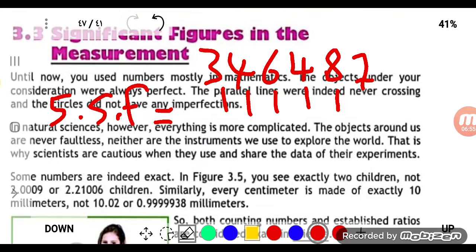So here you write this number as 3, 4, 6, 4. Instead of 8, you have to make it 9 because the number after it is greater than 5. So 9, and here 0. So this is the number written correct to 5 significant figures.